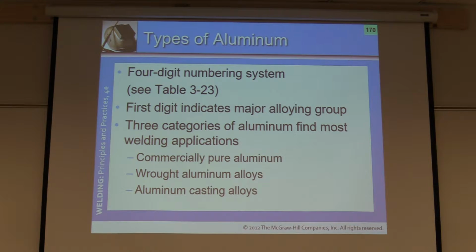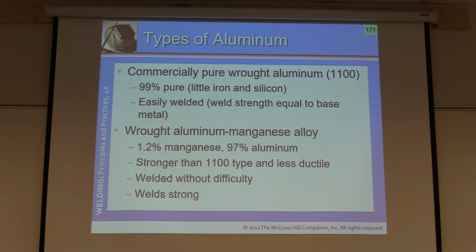Now we're back to the types of aluminum here. 3 categories of aluminum find most welding applications. Let's talk about it on the PowerPoint, as long as you've highlighted the bulleted items in your book. Commercially pure, 99% pure, little iron and silicon, easily welded, good strength equal to the base metal.